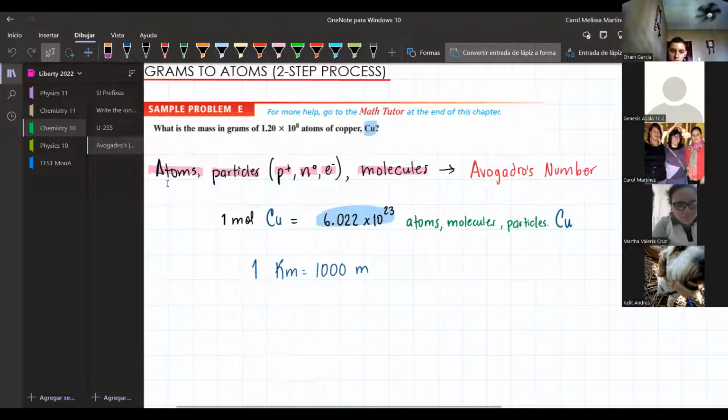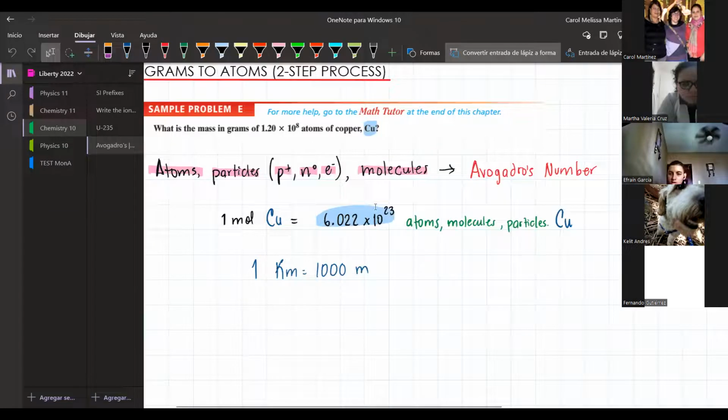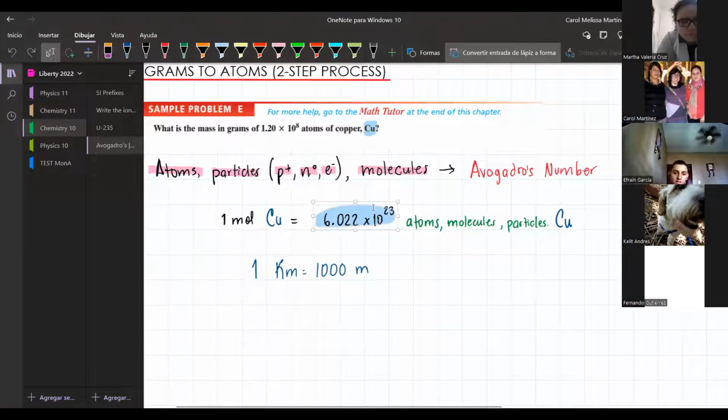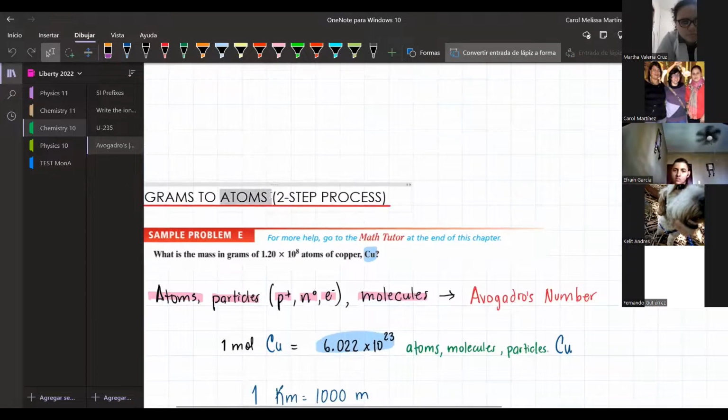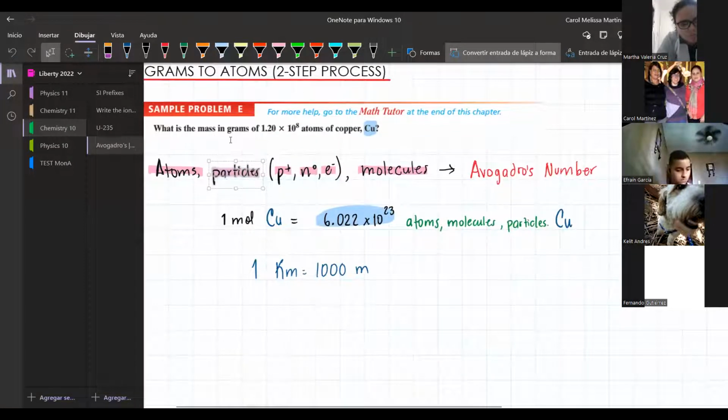Efraín? So Avogadro's number will only be used when we are working with particles, right? Exactly. You're gonna use Avogadro's number only when the word atoms, particles, protons, neutrons, electrons, or molecules are mentioned in the problem. Like in this sample problem that says, what is the mass in grams of 1.2 times 10 to the 8th power atoms? So you say, this is about atoms, so I have to use Avogadro's number.